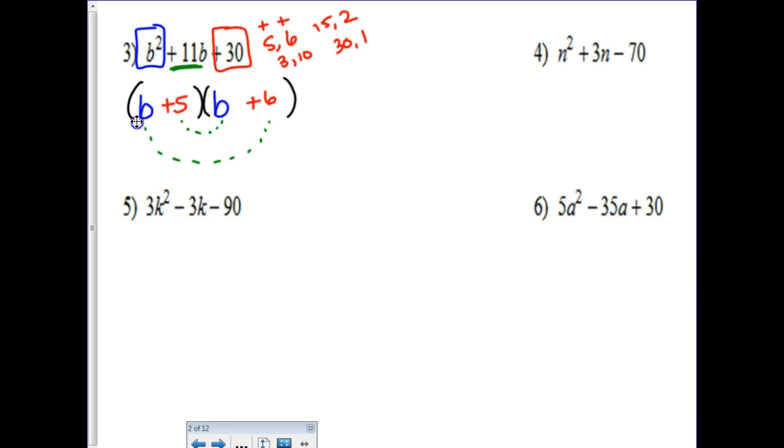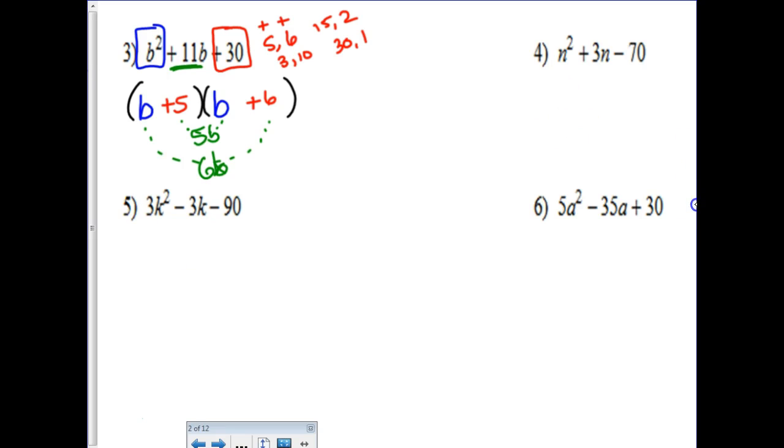And please do get in the habit of showing your check on the arches. I think it really helps prevent silly mistakes. Also gives you a little muscle memory. So 6b, oh it's b, not x, hello, plus 5b equals 11b in the middle, which is exactly what I wanted. Alright, 4 is very similar. I'm going to leave that one for you.